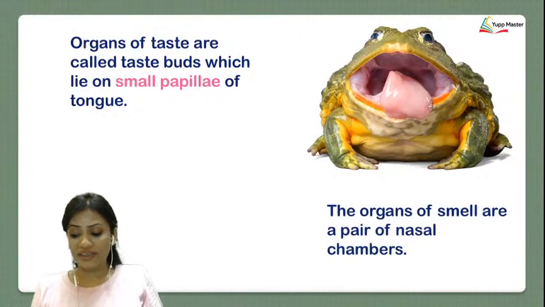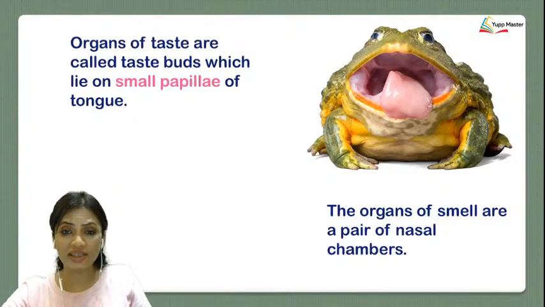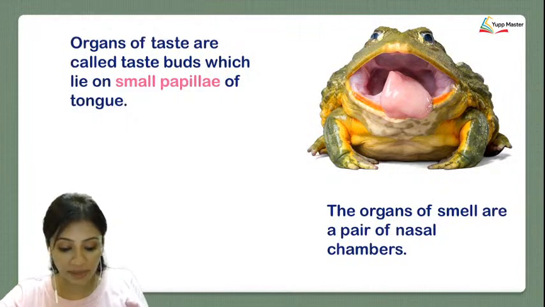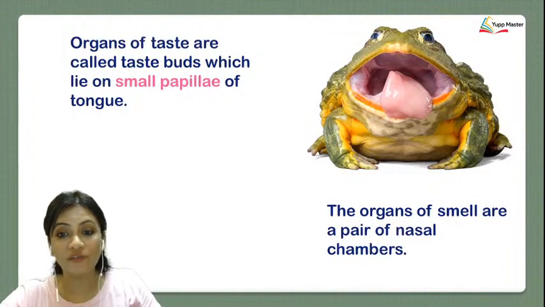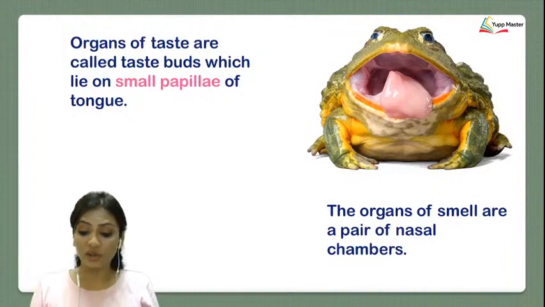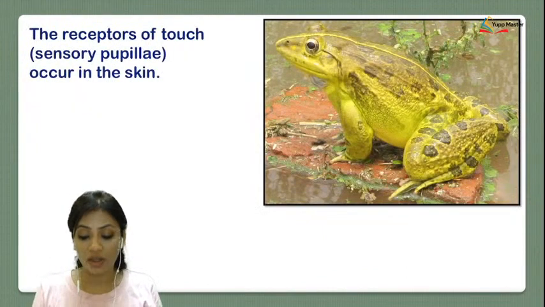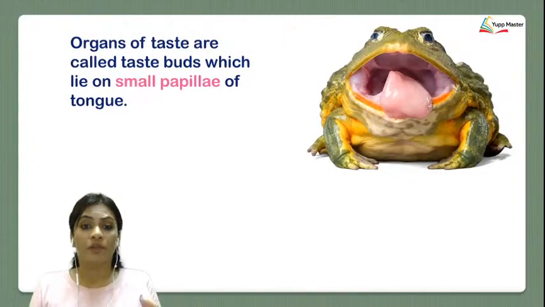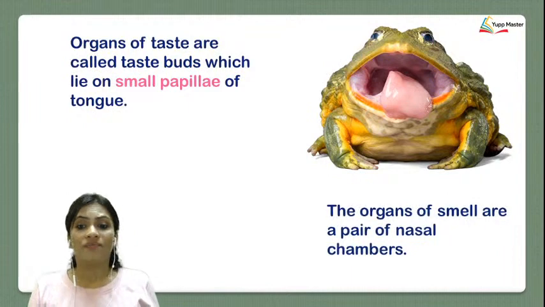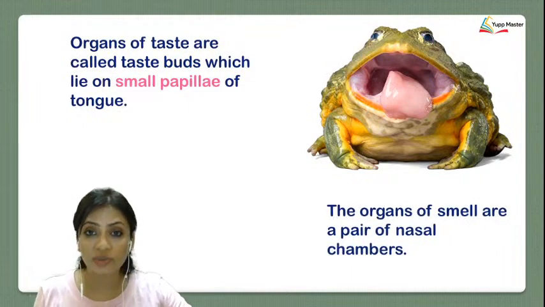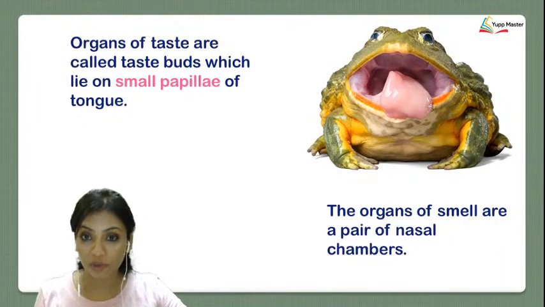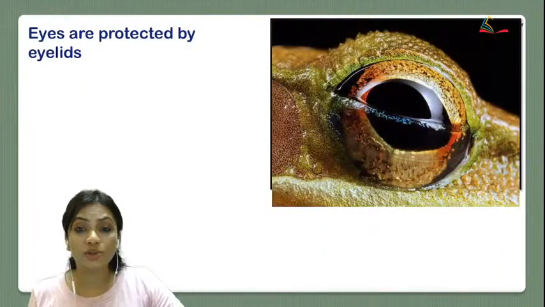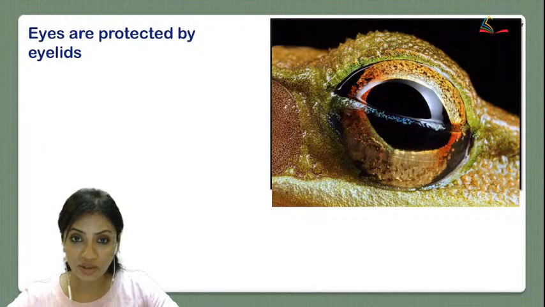Now we see here also there are sense organs for the sense of smell. So the organs of smell are actually a pair of nasal chambers. Can you see how we just spoke right now that there are touch receptors, then there are organs of taste, small papillae present on the tongue, and there are nasal chambers which are going to allow the smelling process to happen.